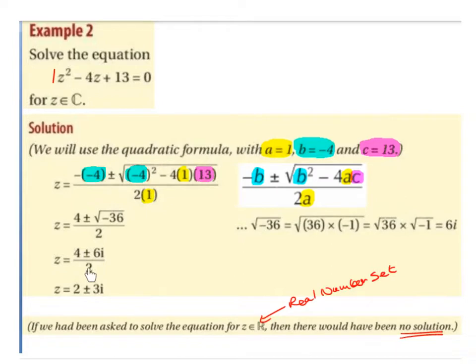And 4 divided by 2 is 2 for the real part. And 6i divided by 2 is 3i for the imaginary part. So our complex number Z is equal to 2 plus minus 3i. So our two solutions for this equation are 2 plus 3i and 2 minus 3i. If we had been asked to solve the equation for Z as an element of the real number set, then there would have been no solution.